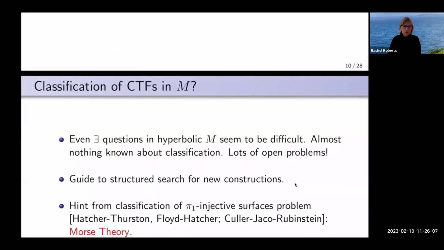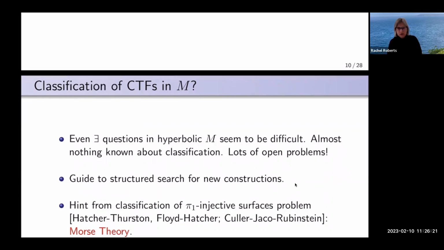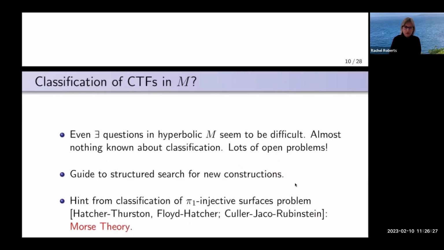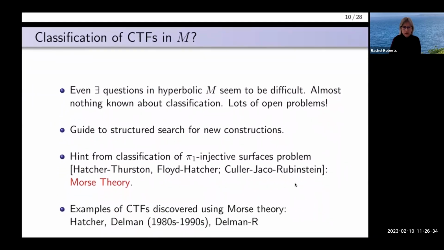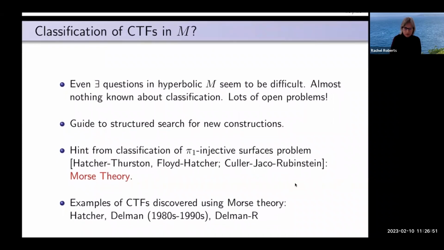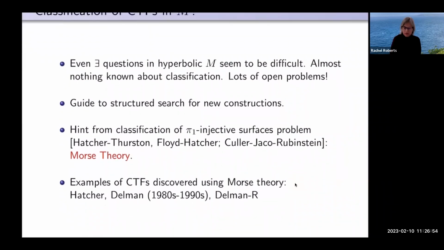And one approach would be to look at the classification of incompressible, or π1-injective, surfaces problem. One approach that was useful when the manifold is small enough is Morse theory. And early work in this direction is thanks to Hatcher-Thurston, Floyd-Hatcher, and Cooper-Jaco-Rubinstein. And moving on to CTFs, CTFs have been discovered using Morse theory. There's original work of Hatcher and Oertel from way back, and somewhat more recent work of myself with Charles.